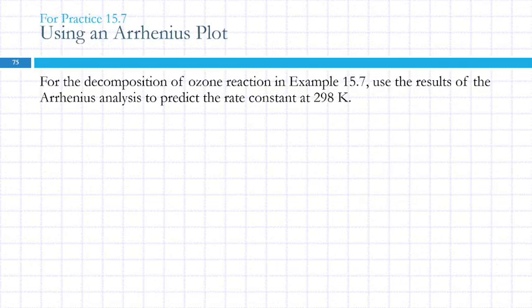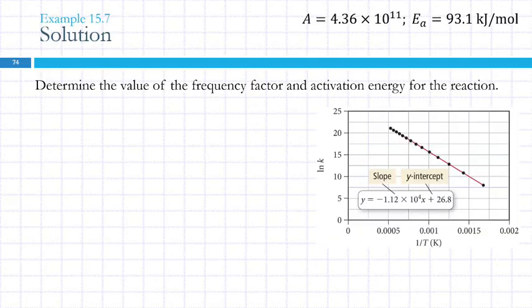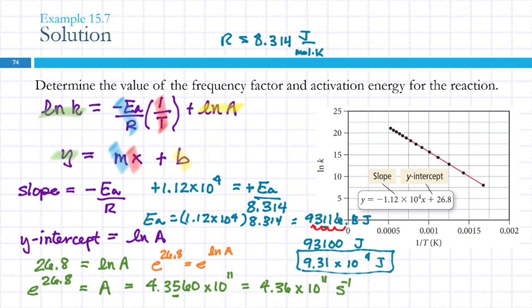Okay, for the decomposition of ozone, in that example, use the results of the Arrhenius analysis to predict the rate constant at 298 Kelvin. So we need a couple of numbers here.